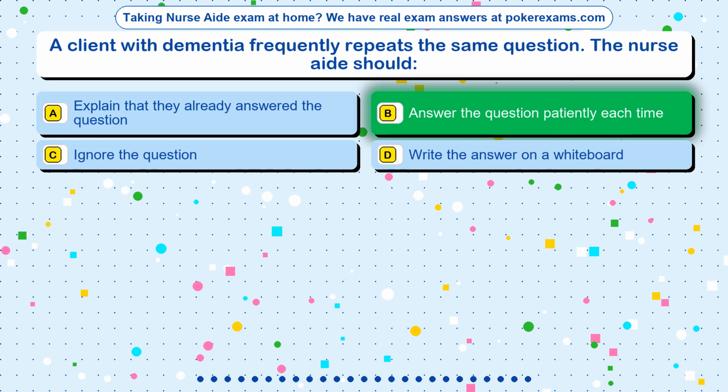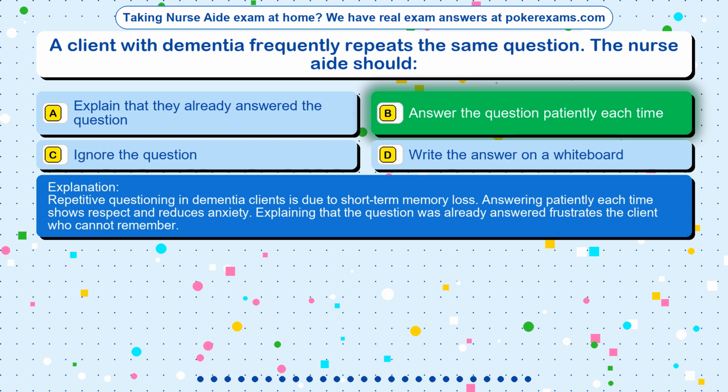The correct answer is option B. Answer the question patiently each time. Repetitive questioning in dementia clients is due to short-term memory loss. Answering patiently each time shows respect and reduces anxiety. Explaining that the question was already answered frustrates the client who cannot remember.